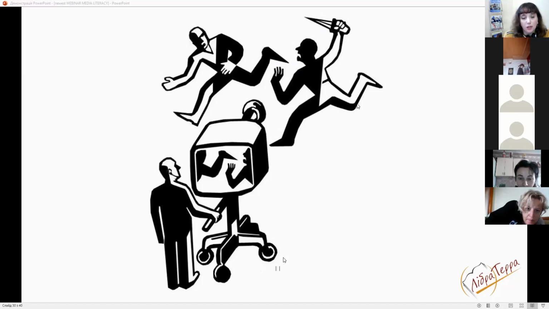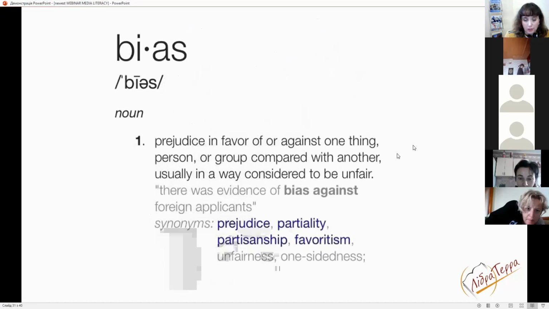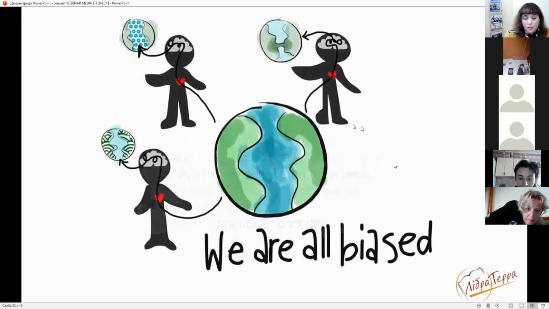But the concept I wanted to introduce here is called bias. I'm not sure if all of you are familiar with this term, but it's very important when we speak about media. So some synonyms you can see here is one-sidedness, unfairness, prejudice, right? So this is how our world looks like. It's the same planet, Earth, right? But because we all see it in a different way, yes, we are all biased, we can say. It doesn't mean we are all wrong. It means only that we are looking at it through our own perspective.